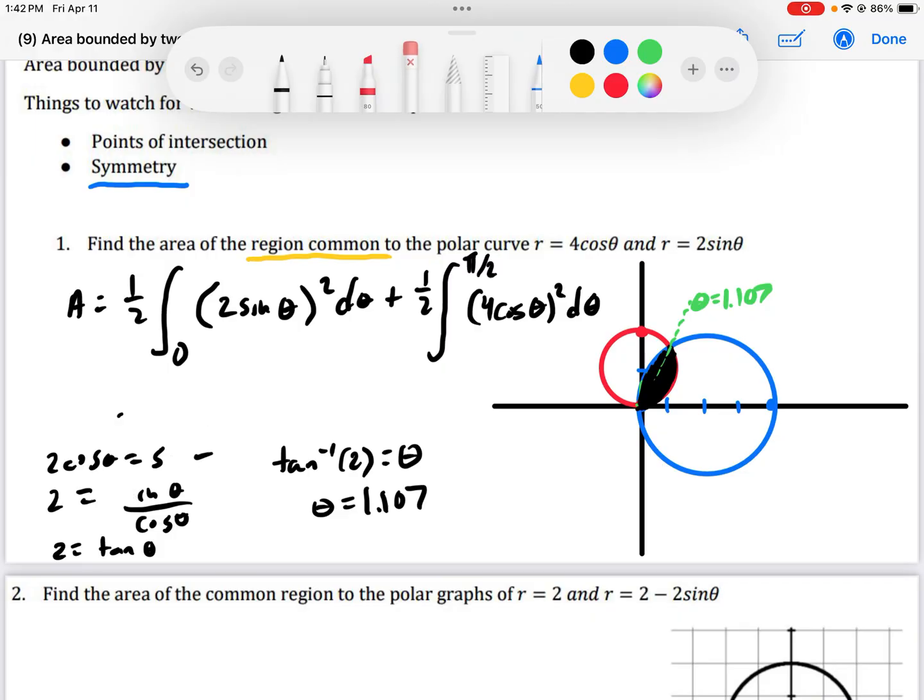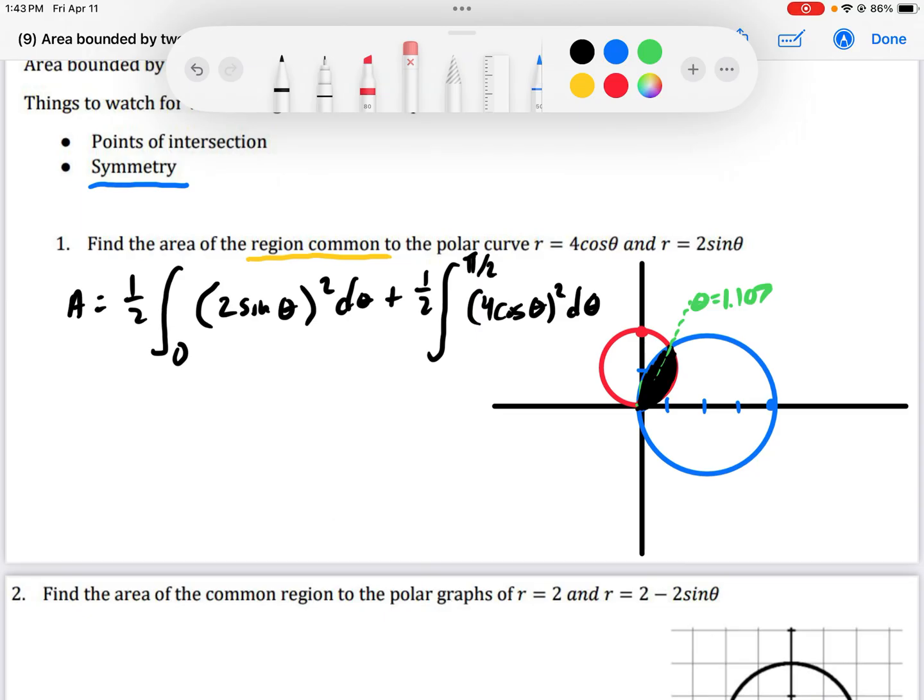so I'm going to erase this. These are the limits of integration. Now I know they're 1.107. Plug this into the calculator, and I get 0.962.